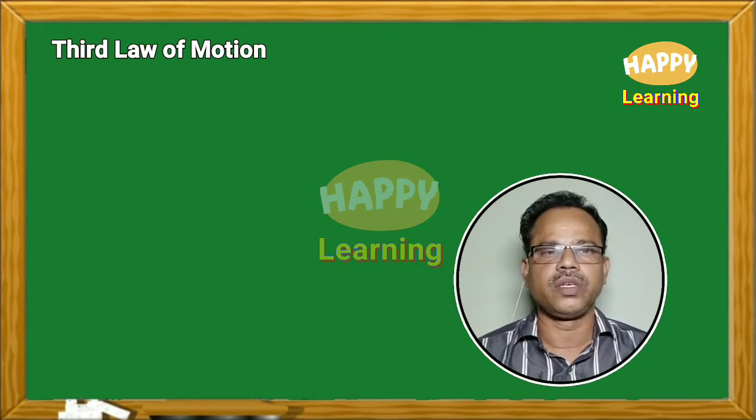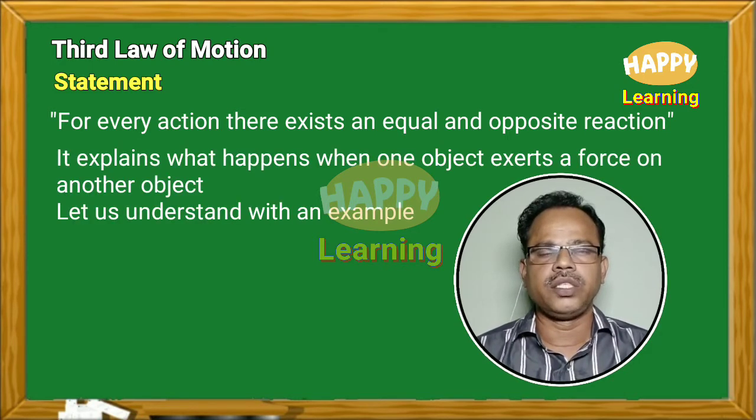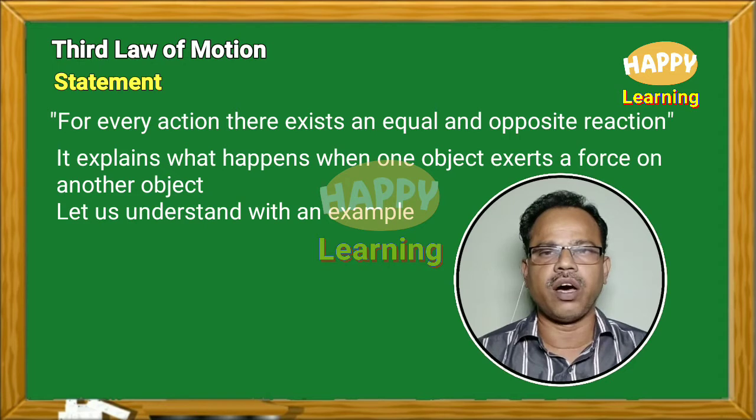Today we'll start with the third law of motion statement. For every action there exists an equal and opposite reaction. This law explains what happens when one object exerts a force on another object. Let us understand with an example.